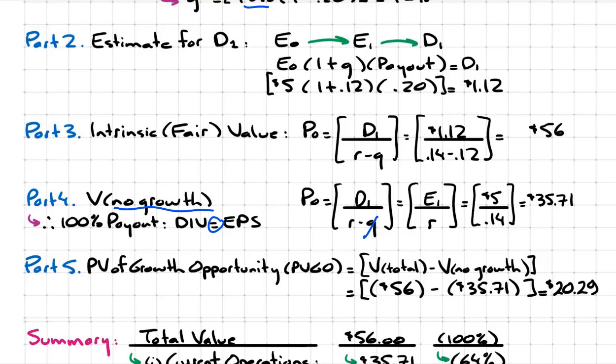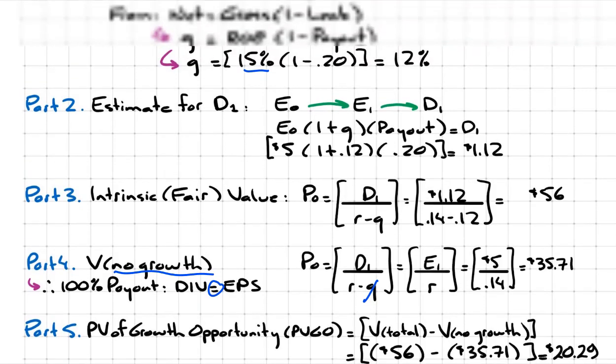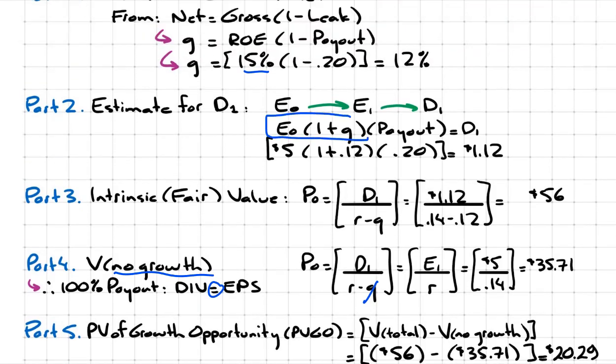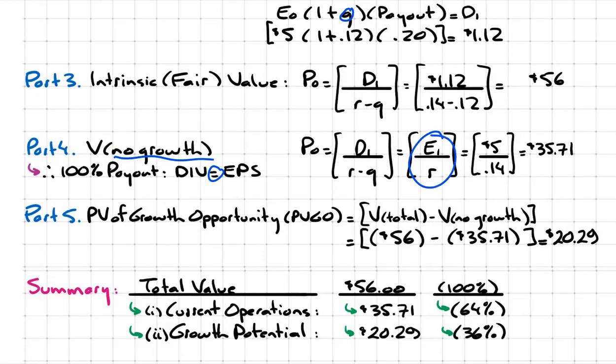So if there was no growth, E1 would be, so for example, see this analysis we did? If there was no growth, this would be 0. So therefore, E1 would just be the same as E0. And there it is. That's your no growth framework. Now it's just a matter of plugging in the numbers. Well, under no growth, we're told that earnings would just be 5, and just discounted by the required rate of return, we would get a no growth value of 35.71.